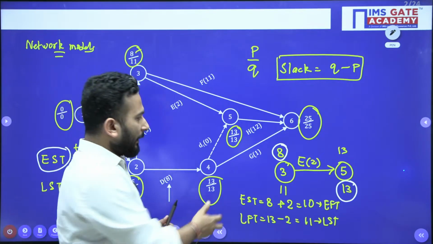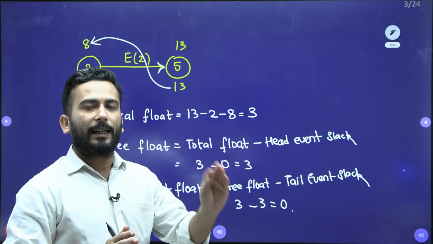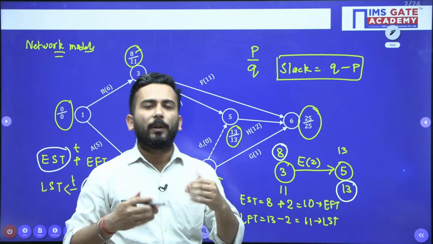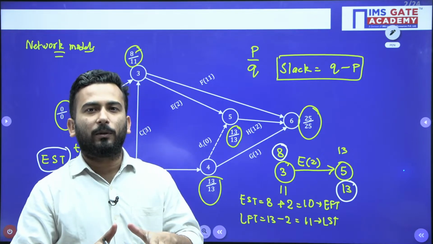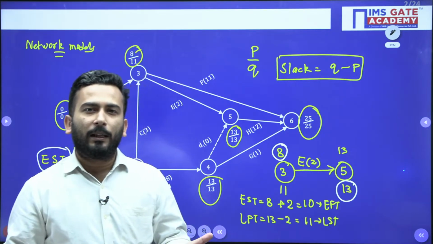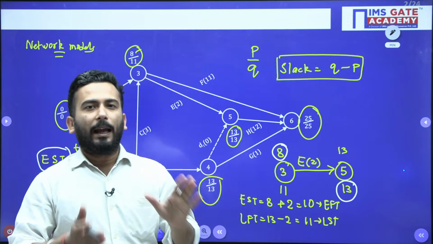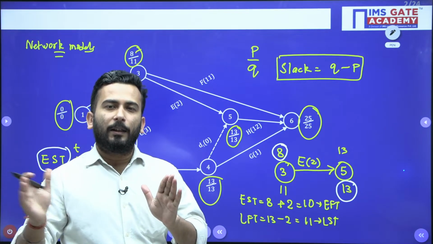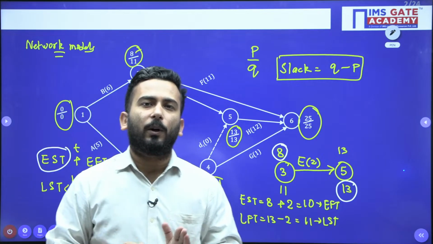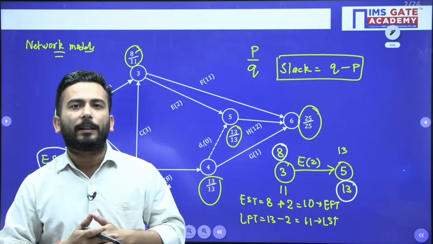Now my dear friends, we have found slack and float for events and activities. Now there will be some activities whose float will be 0. If total float is 0, then free float and independent float will have to be 0. So we have to identify which activities have a total float of 0. They will be lying on a particular path. Those activities will be called the critical activities, the path on which they lie is called the critical path, and the summation of the times on the critical path is called the critical path duration.